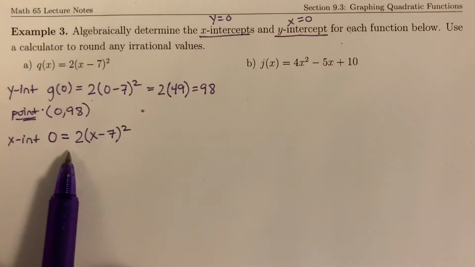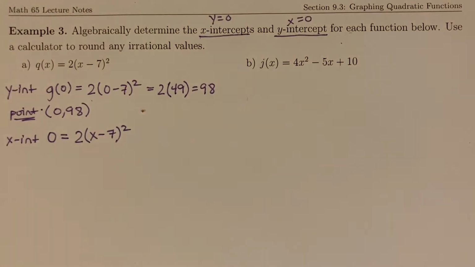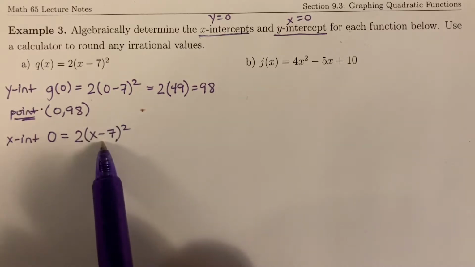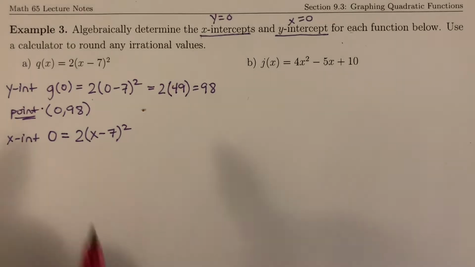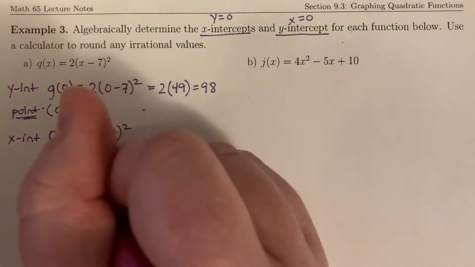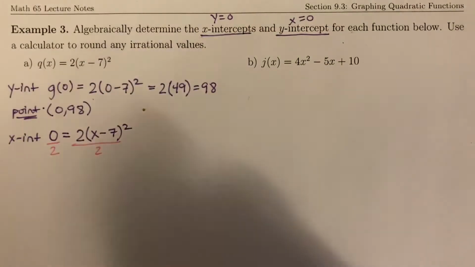So 0 equals 2 times x minus 7 quantity squared. And now we have to decide the best way to algebraically solve this. What I'm seeing is just one thing being squared. That means I can use the square root property, just square root both sides. I don't need the quadratic formula. Multiplying this out and then using quadratic formula is a whole lot of extra work that I don't want to mess with. And I can even just divide both sides by 2 here.